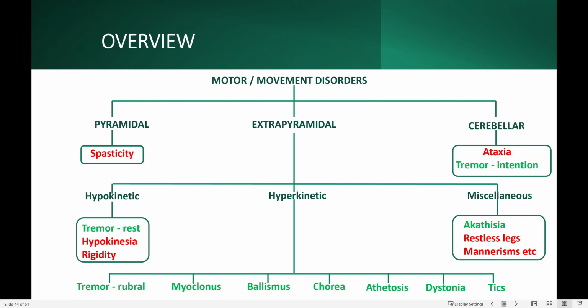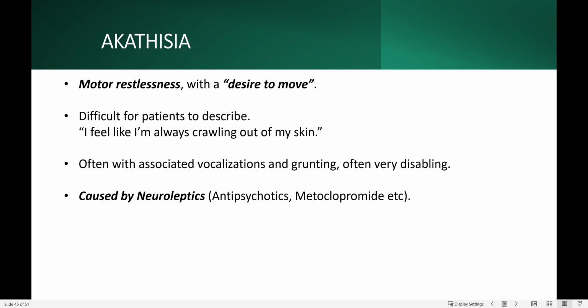So we've covered these various movement disorders. Coming on to the miscellaneous group, particularly akathisia. This is basically a motor restlessness with a desire to move, and the patient describes it as if they're always crawling out of their skin, and it can be associated with vocalizations and grunting, and can be disabling. And it's caused by neuroleptic drugs such as antipsychotics and also metoclopramide.